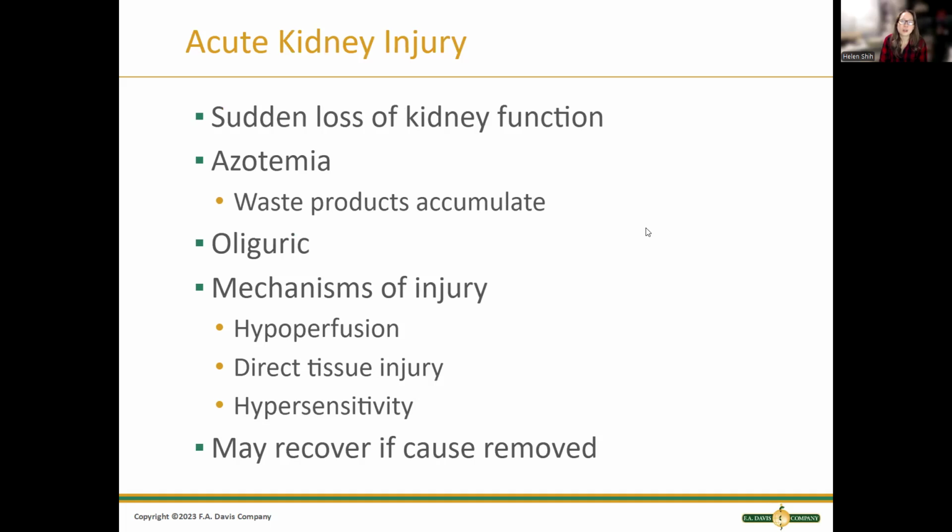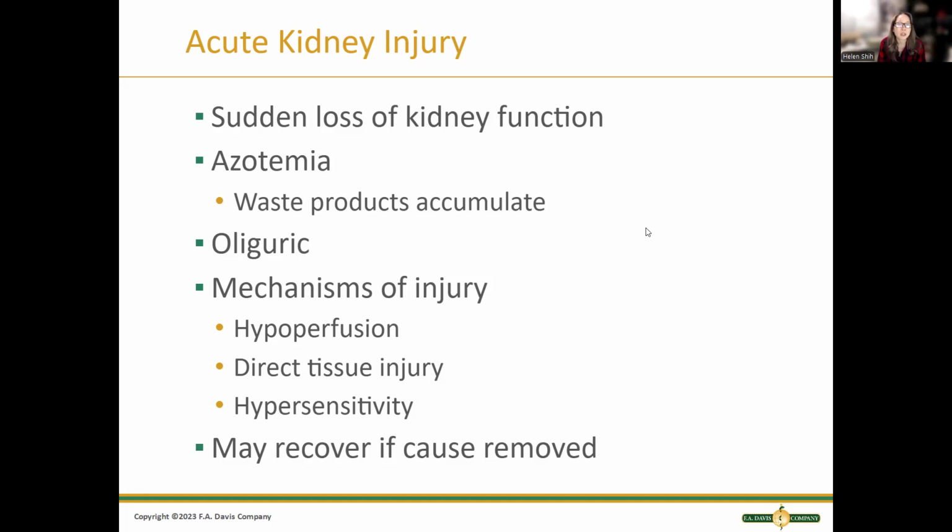Now, acute kidney injury, as the name suggests, is a sudden loss of kidney function. It can be from a variety of causes, but a lot of times it's generally from some sort of trauma. It could lead to something called azotemia, in which there's an accumulation of waste products in the blood. Emia means blood, and azote is another form of saying nitrogen waste. So azotemia is an accumulation of nitrogenous waste products in the bloodstream as a result of the acute kidney injury.